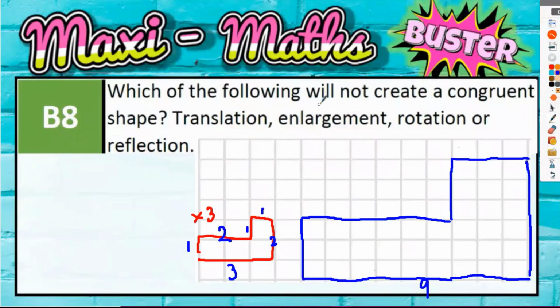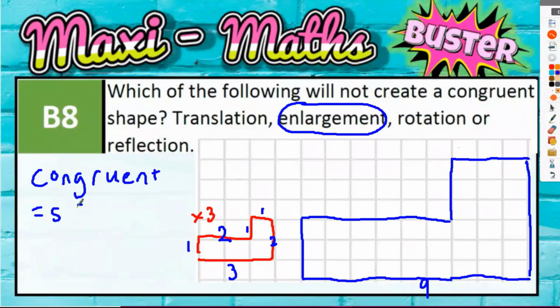So which of the following will not create a congruent shape? The correct answer is enlargement, because it's got to be the same size. Congruent has got to be same size and same shape. If it's not the same size, it can't be congruent.